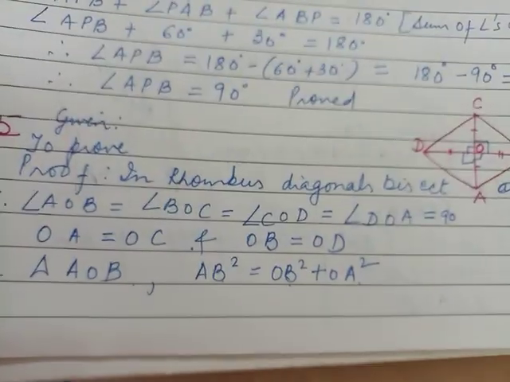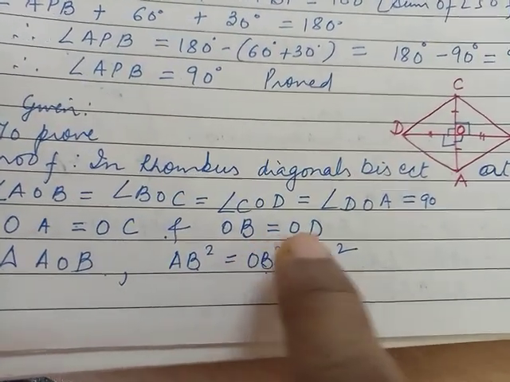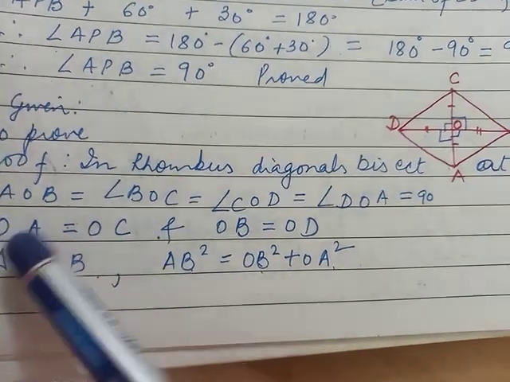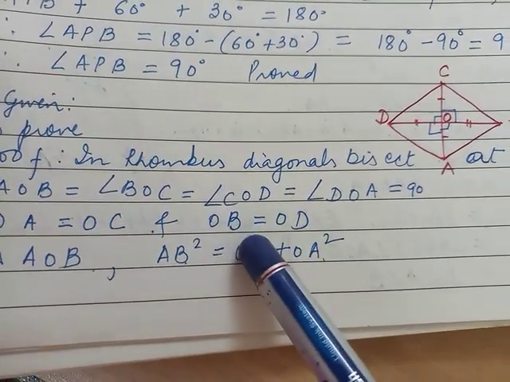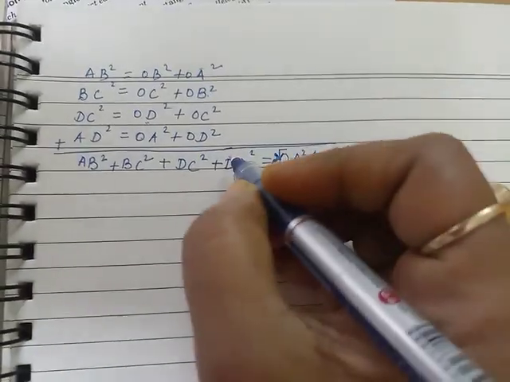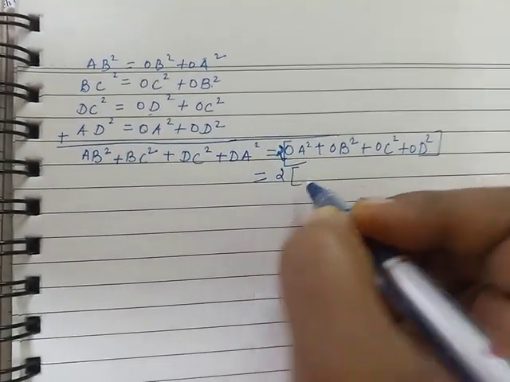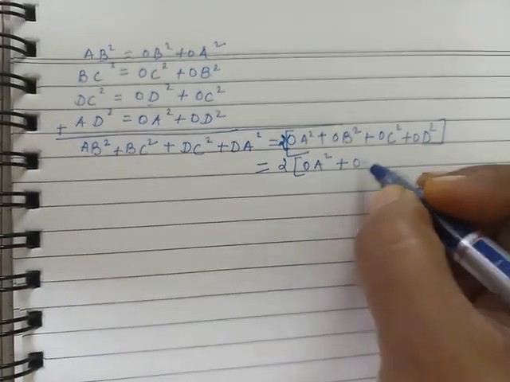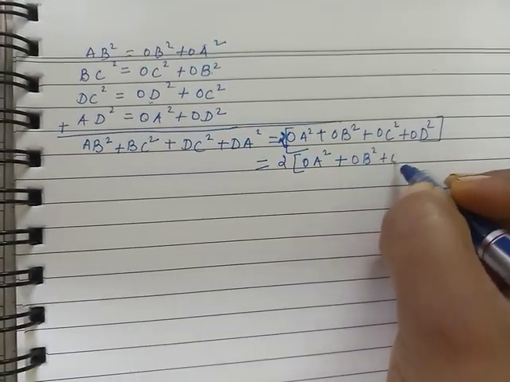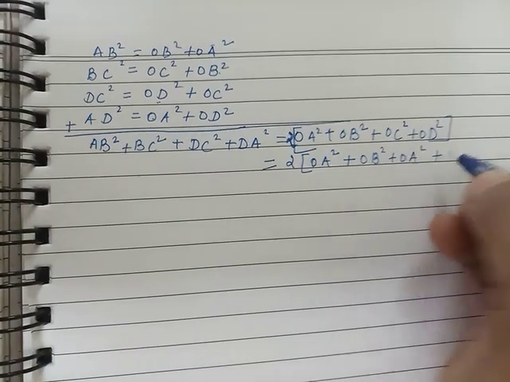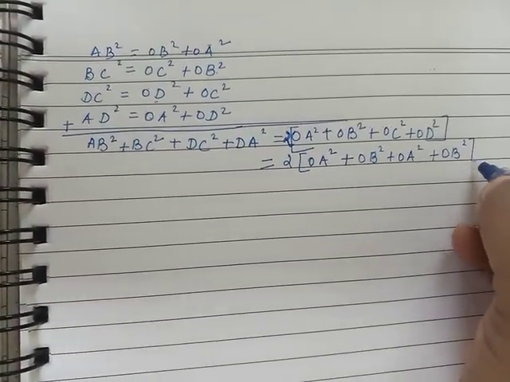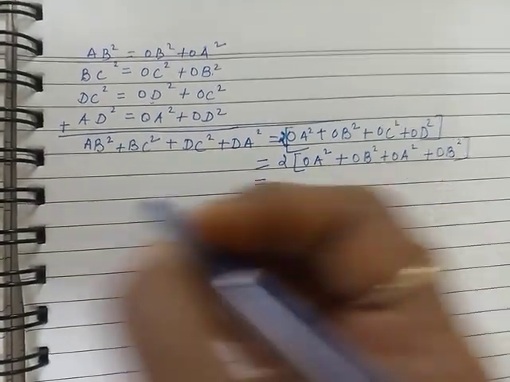As we learned previously that OA is equal to OC and OB is equal to OD. So I replace OC with OA and OD with OB. So 2 as it is. In place of OC I am going to write OA square, and in place of OD square I am going to write OB square. So what we get?